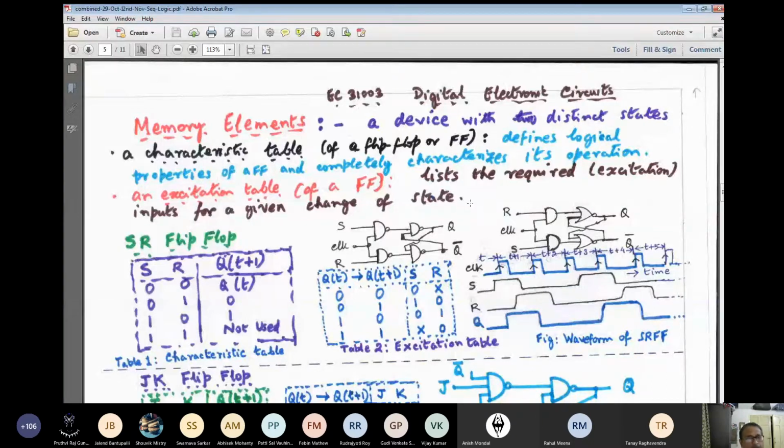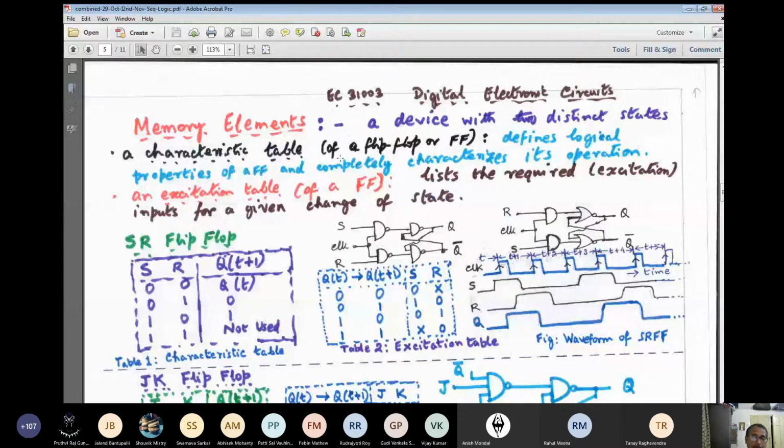Now I have to characterize the particular memory element. That means what defines the functional behavior of the flip-flop. The characteristic table of a flip-flop defines its logical properties and completely characterizes its operation. This will be required when we are analyzing the circuit. Remember that there is a difference between analysis of a circuit and synthesis of a circuit. Analysis means that the design is given, the implementation is given in the form of a network of circuit elements, including flip-flops and gates, and we are asked to analyze the circuit.